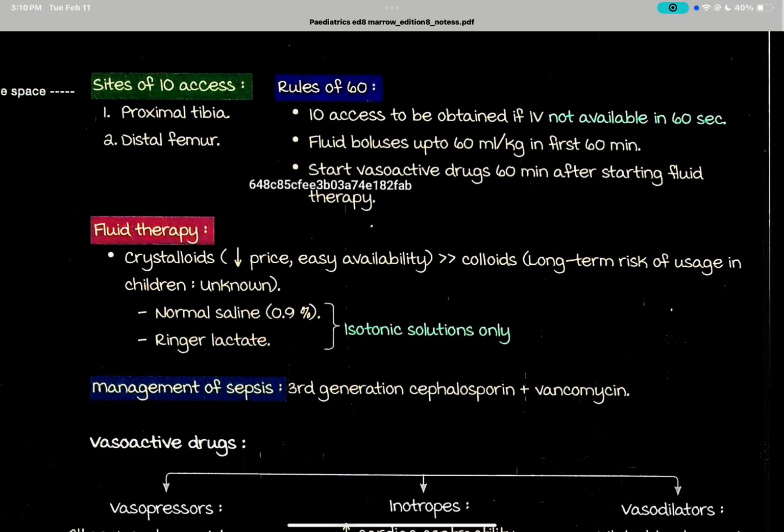Site of intraosseous access: proximal tibia, distal femur. Rule of 60. Intraosseous access to be obtained if IV is not available in 60 seconds. Fluid boluses up to 60 ml per kg in the first 60 minutes. Start vasoactive drugs 60 minutes after starting fluid therapy.